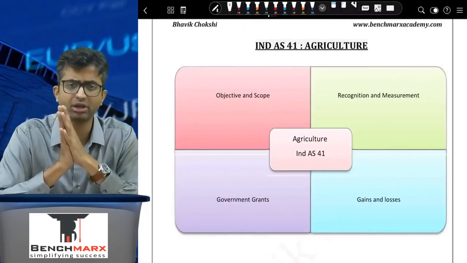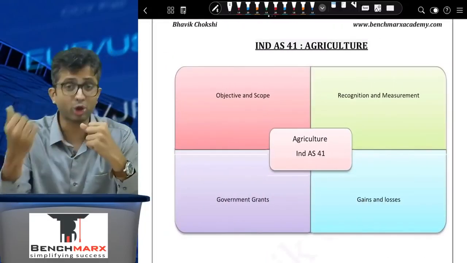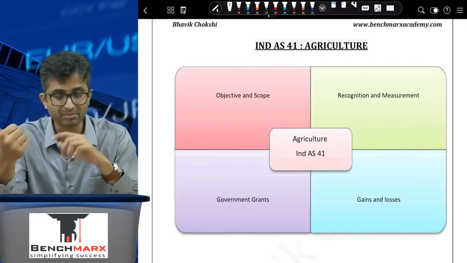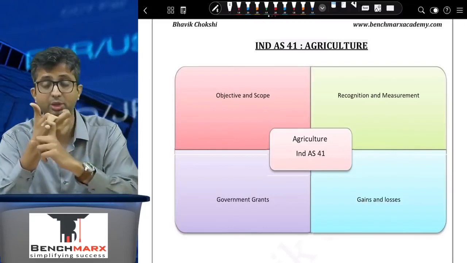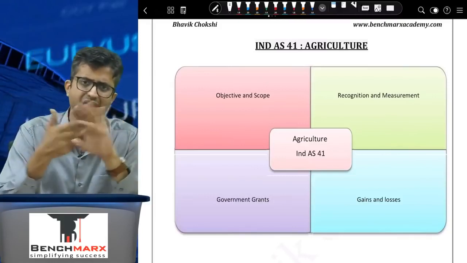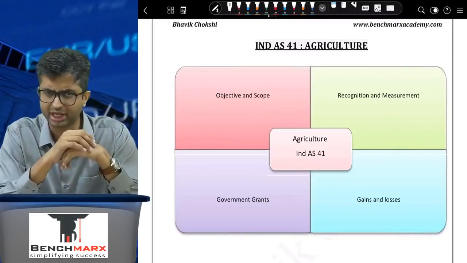Next, we have Ind AS 41, which is on agriculture. This covers biological assets other than bearer plants, covers agricultural produce up to or at the point of harvest, and government grants linked to biological assets.